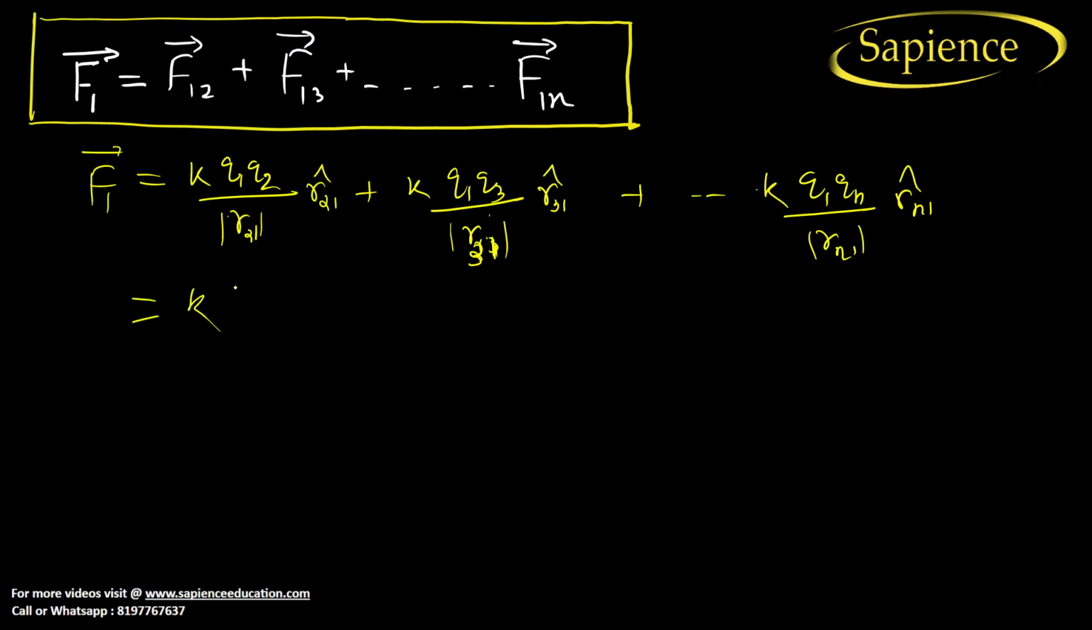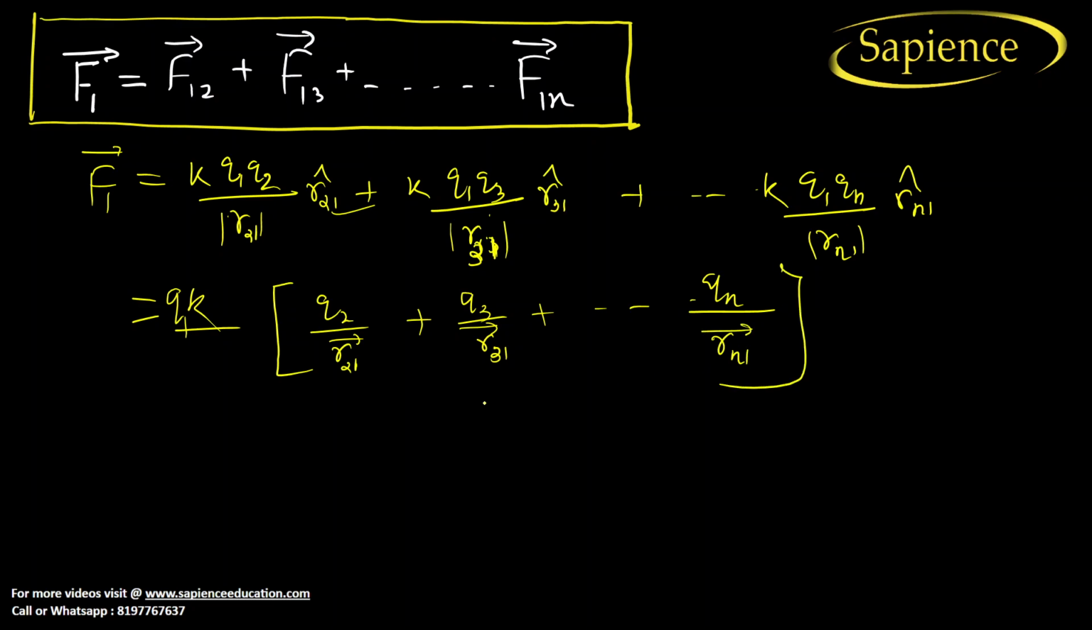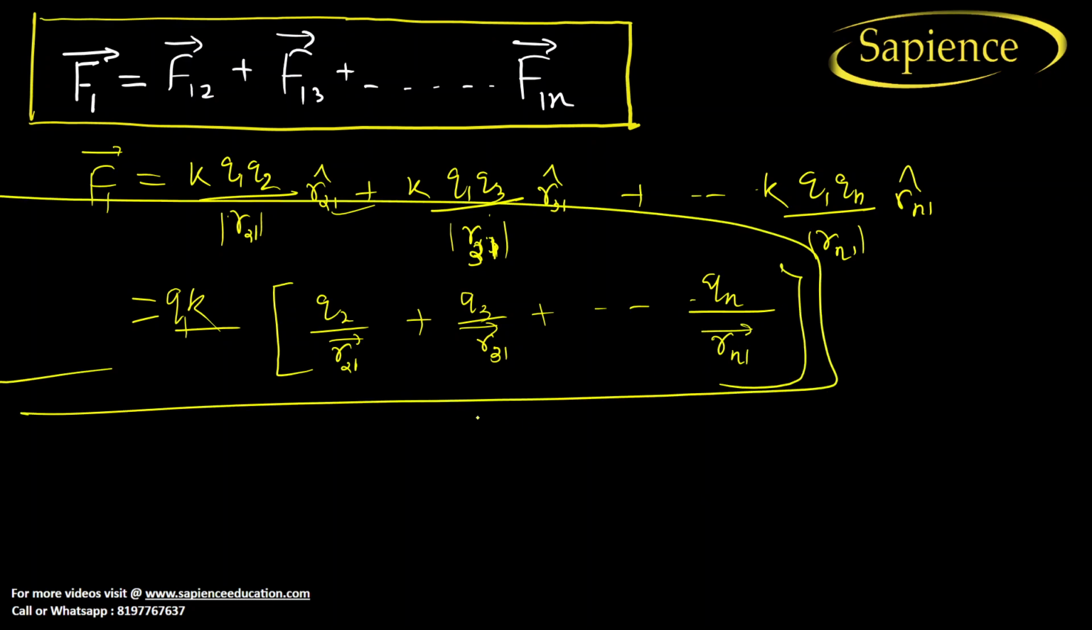Now what is common? k and q1 are common. So we can write q2 by r21 vector, you can use this in vector form so no need to write the cap here. Plus q3 by r31 plus qn by rn1 vector. In this way we can find the vector addition, or the net force due to multiple charges. I hope you have understood this.